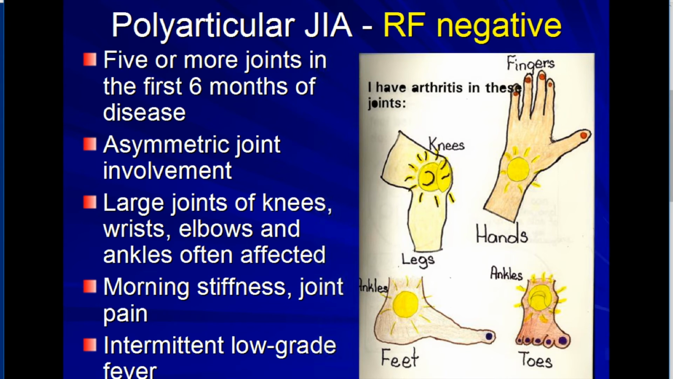So polyarticular JIA, rheumatoid factor negative, is 5 or more joints in the first 6 months of the disease. The joint involvement is asymmetric, with large joints of knees, wrists, elbows, and ankles most affected. Usually they have morning stiffness, so this is one of the questions that I ask. Do they wake up feeling really stiff? If they're answering yes to that question, yeah, they're really stiff, they take a while to get going in the morning, they wake out of bed and they're really stiff, then you might be dealing with this.